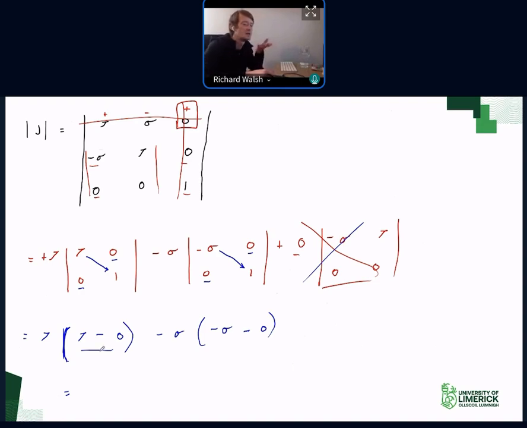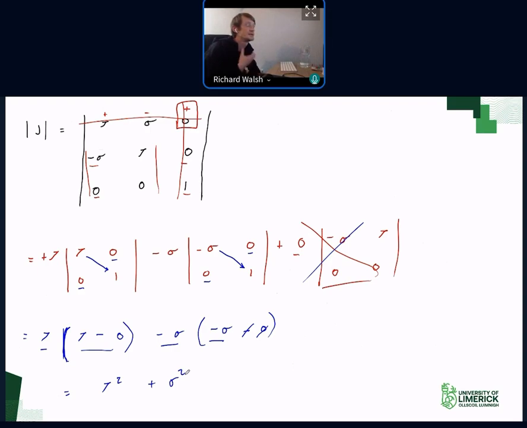Tau minus 0 is just tau, times tau is tau squared. Again, that minus 0 we can forget about. Minus sigma times minus sigma is plus sigma squared. So that's the determinant worked out. Tau squared plus sigma squared.